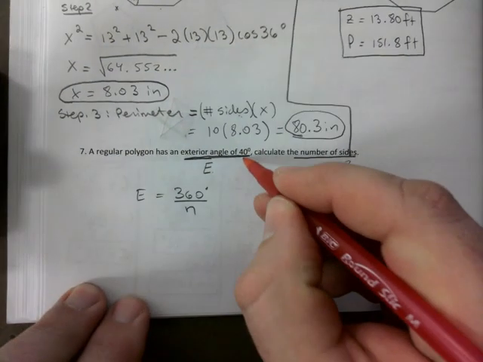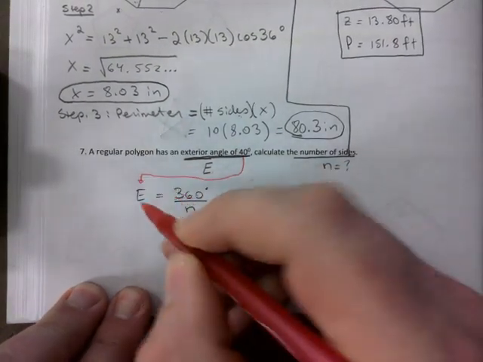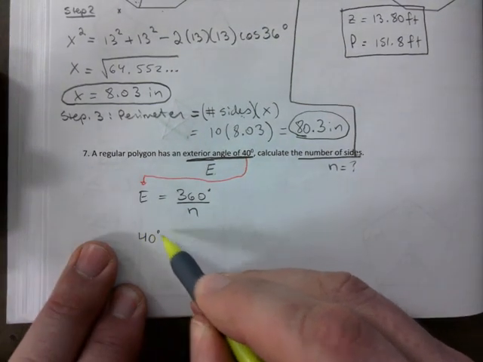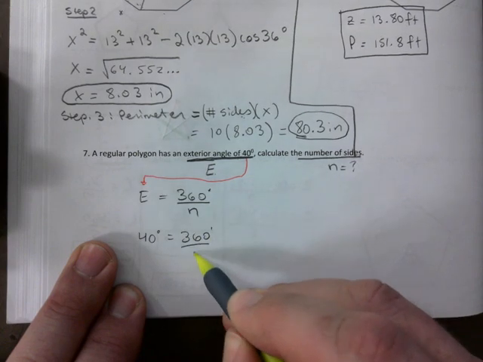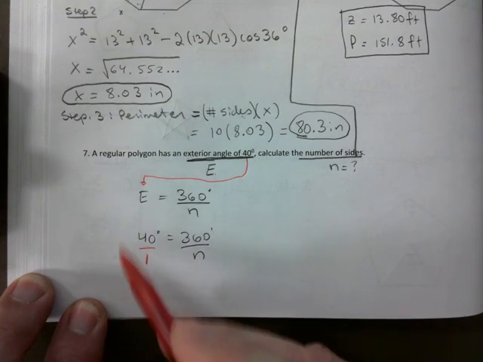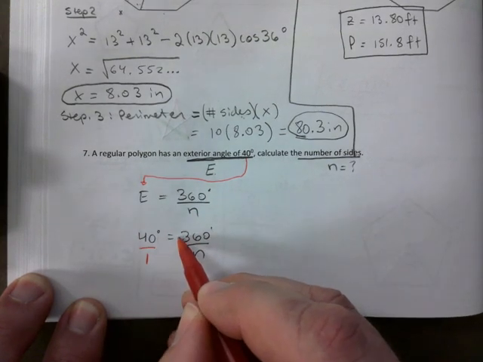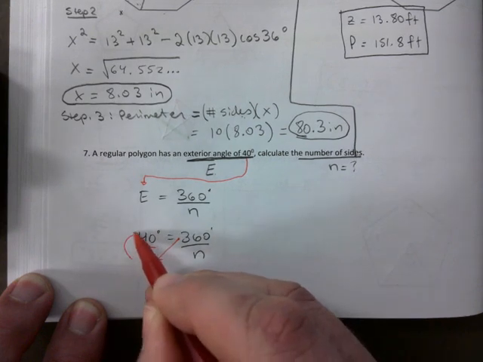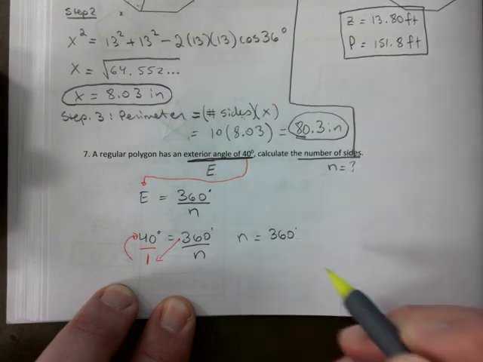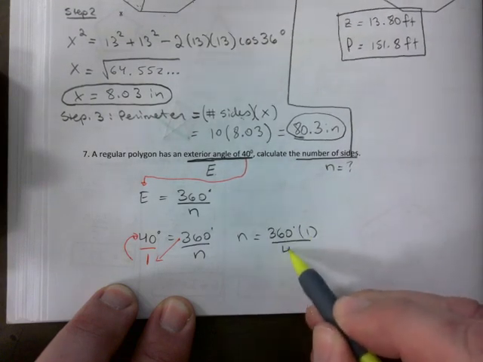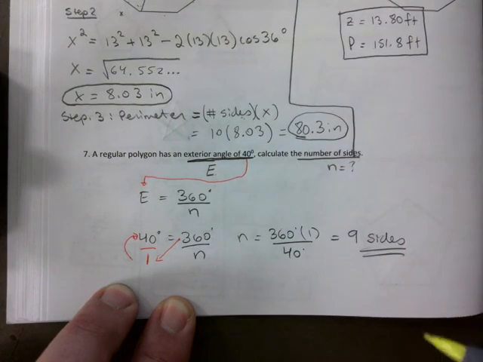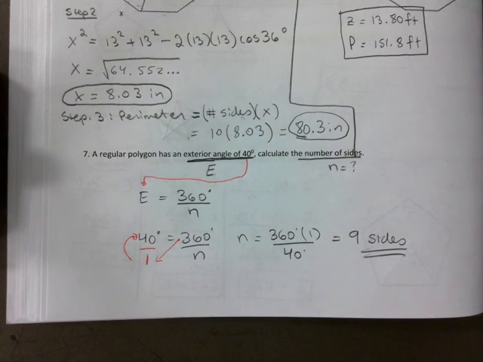Then you take the 40 and you will be substituting on the left side. So that's how this one is different. 40 is equal to 360 over n. Then you put the 1 underneath just to see that this is basically two fractions. You cross multiply and divide. So n is really 360 times 1 divided by 40. And in this case, it would be 9 sides. 9 sides for this one.